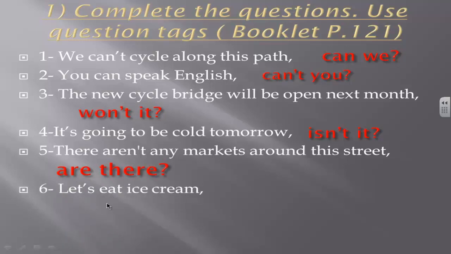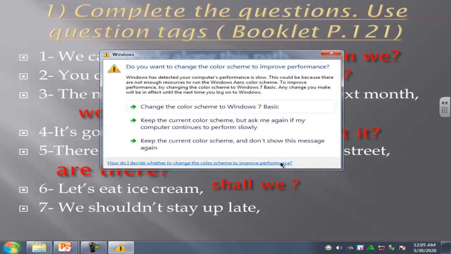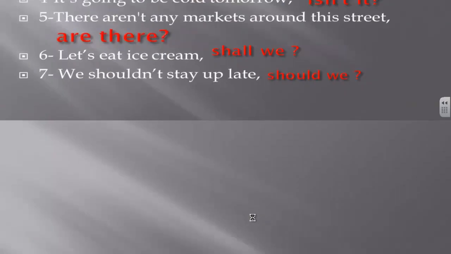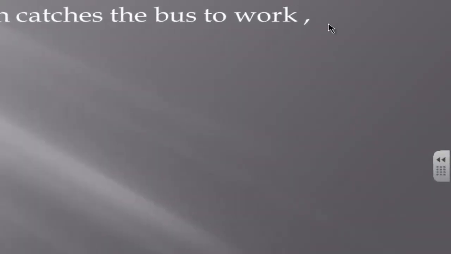Number 6, let's eat ice cream. Let's is from the irregular question tags. It will be shall we. Number 7, we shouldn't stay up late. Should we? Number 8, Rudaina often catches the bus to work. The verb here is catches, it's in the present simple. Negative of the present simple, doesn't she?